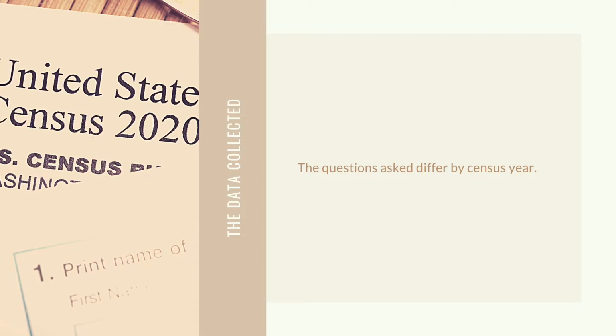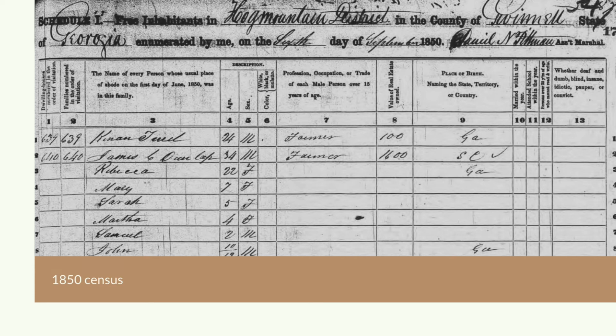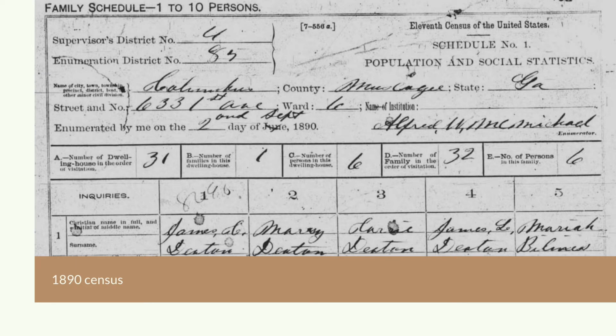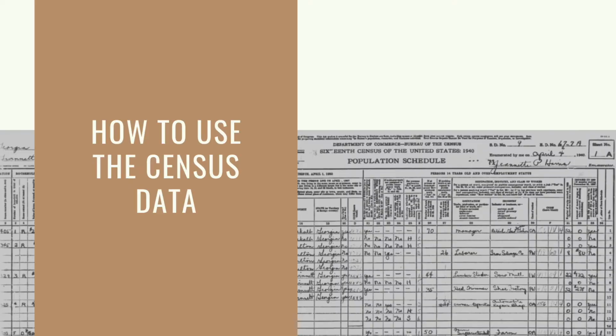What this means for genealogical research is that the type of information available differs from census year to census year. Information about a person's place of birth, for example, was first recorded in the 1850 census. By 1890, the census began to ask when someone had first arrived in the United States. So, keeping in mind that the data collected will change by census year, how can you use this information in your research?